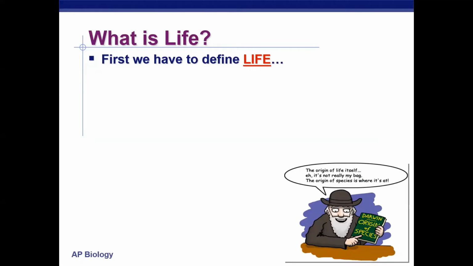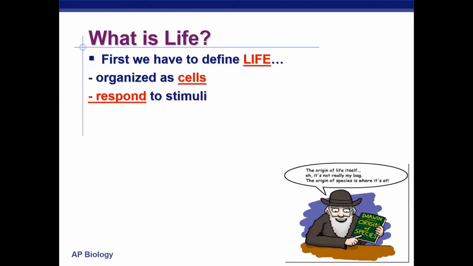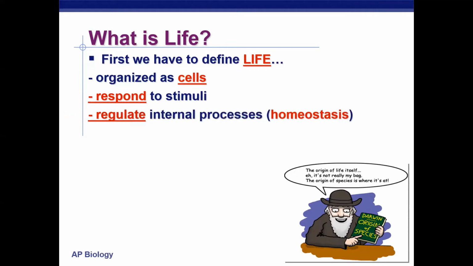Hopefully you're thinking about it and you're saying, one, for sure, cells. Life is made up of cells, unicellular, multicellular organisms. All life has to be organized as cells. Maybe you thought also, hey, they have to respond to stimuli. In other words, they have to respond to the environment, heat, light, any chemicals. They have to respond to their environment. Maybe you mentioned that they have to have homeostasis. They have to regulate their internal processes. In other words, maintain homeostasis.